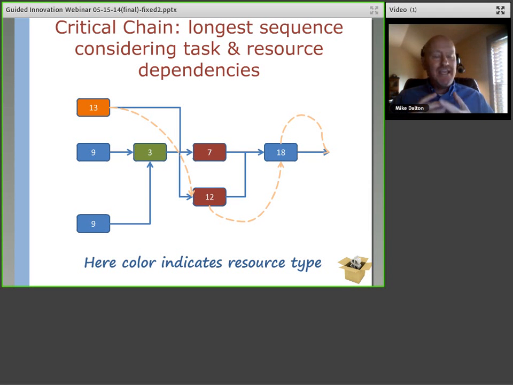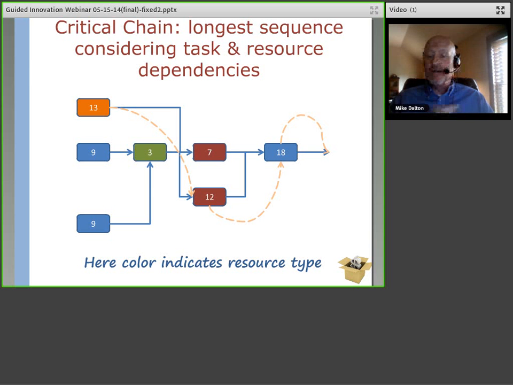Right? We can't shorten the duration of a project without shortening the length of tasks on the critical chain or taking tasks off of the critical chain. If it's not on the critical chain, then taking time out of it isn't really going to save us, or putting additional resources towards it isn't going to save us any time.